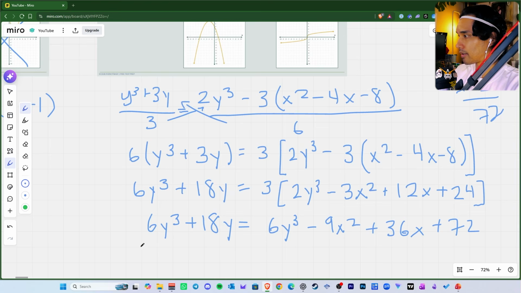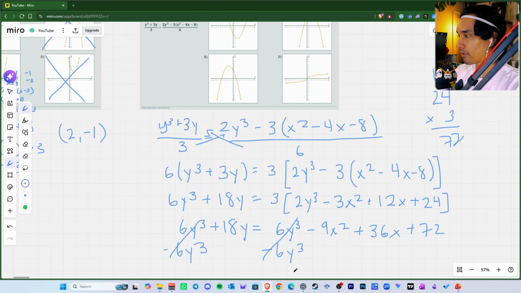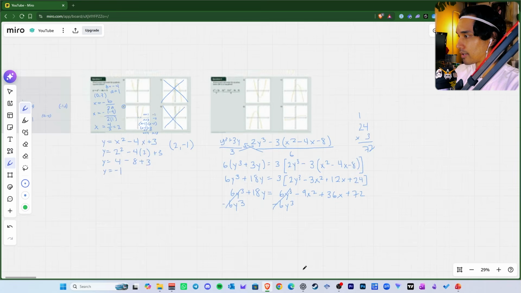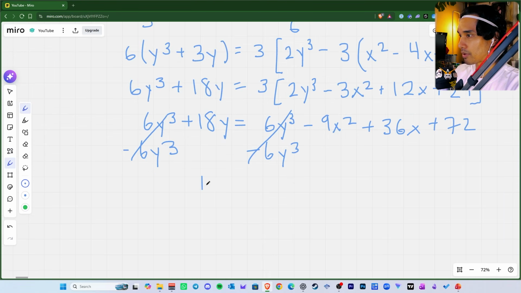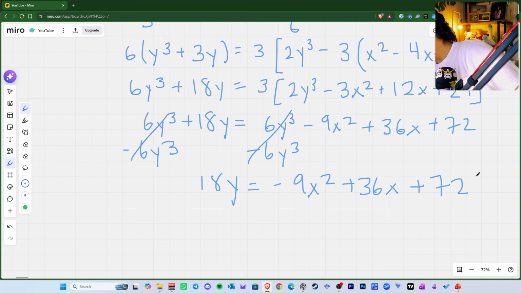I'm actually going to get this side to 0, okay? And then I'm going to subtract 6y cubed from both sides, and look what happens there. We can get rid of that. Whoop-de-doo, that is great. The next thing I'm going to do is just rewrite: 18y is equal to negative 9x squared plus 36x plus 72.